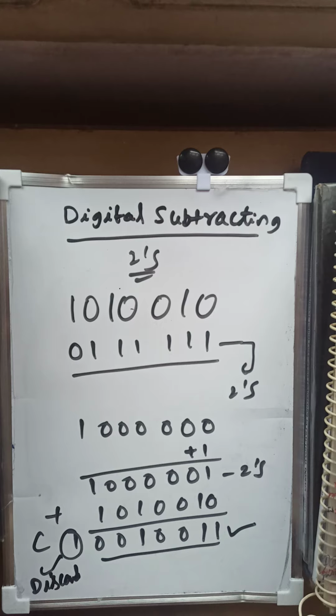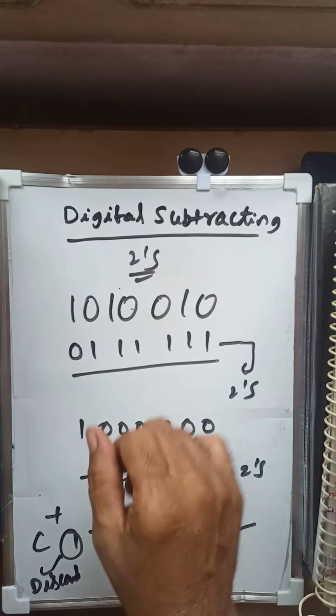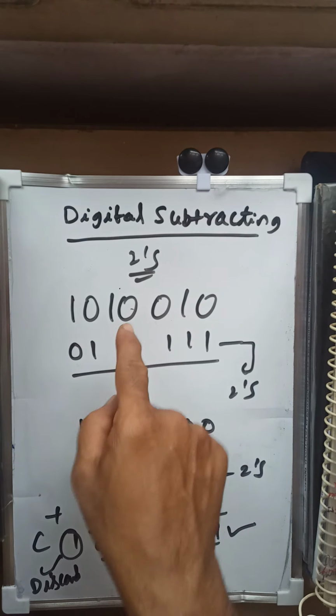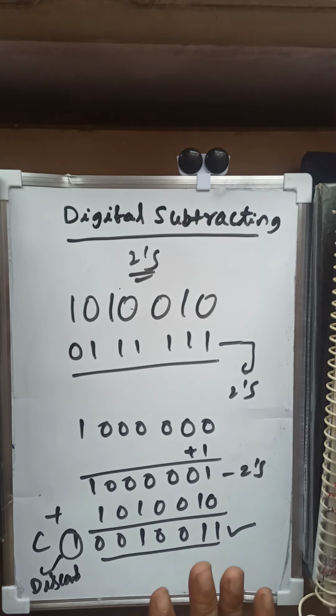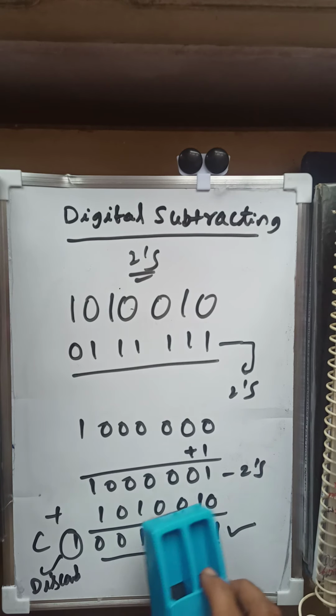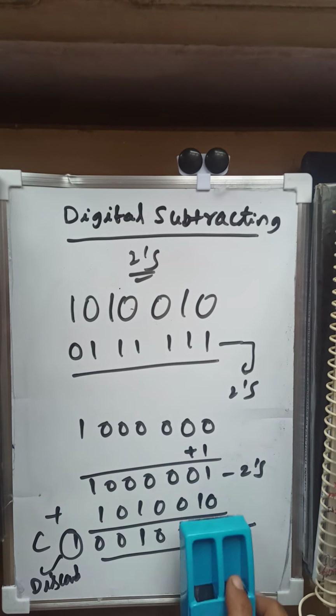So we have finished the same problem in 3 different ways: the simple ordinary way, the 1's complement and the 2's complement. Anyhow, the final answer is the same for all methods. This is how we can do subtraction in digital fundamentals.